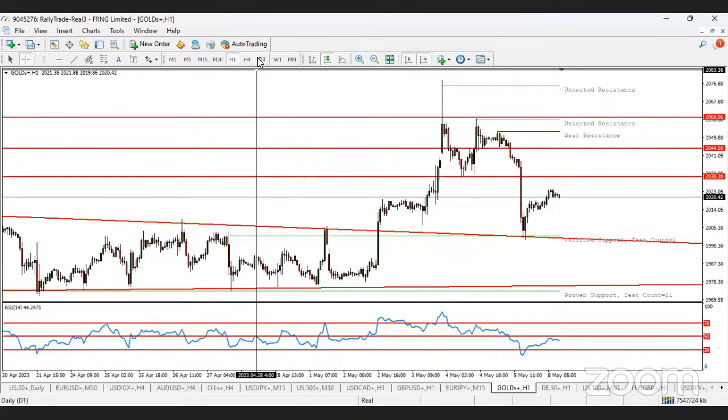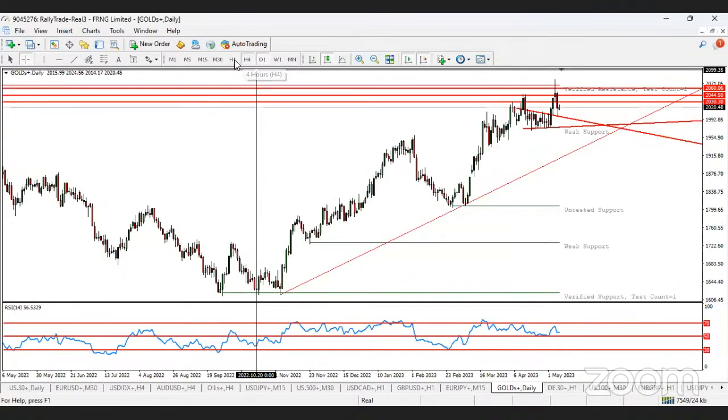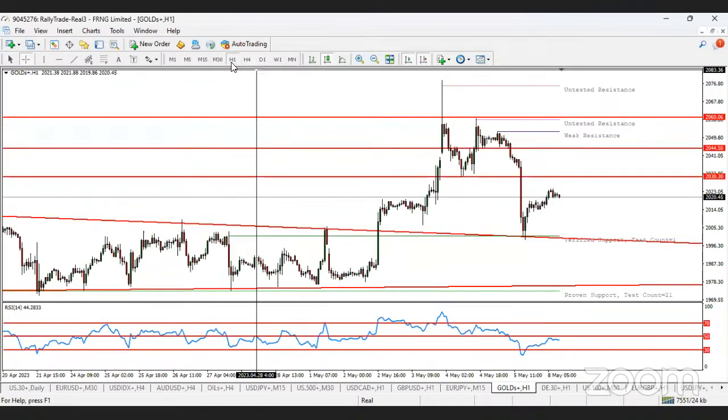Now, on a broader time frame, I'm expecting that the price of gold will still continue to go up. When I say broader time frame, I'm talking about for the rest of this year. I expect the price of gold to go up. Why? I'll give you the reasons.